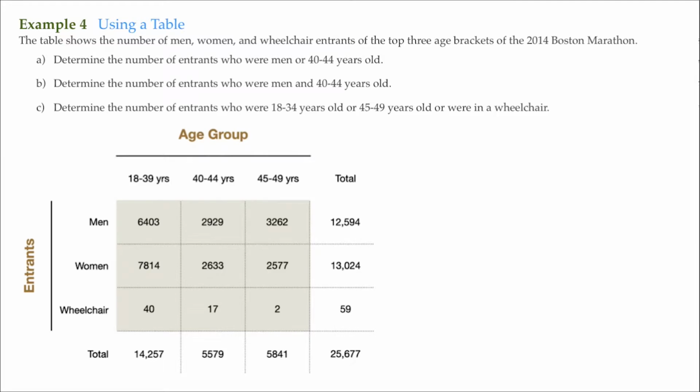In this example, we are going to use a table rather than a Venn diagram to help answer these questions here. It says, the table shows the number of men, women, and wheelchair entrants of the top 3 age brackets of the 2014 Boston Marathon. Now, this table is the universal set that contains our subset. So I'm just going to label this as our universal set.